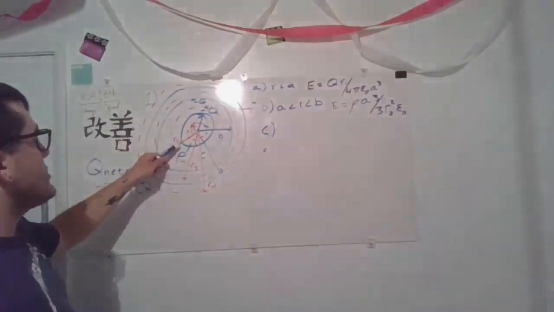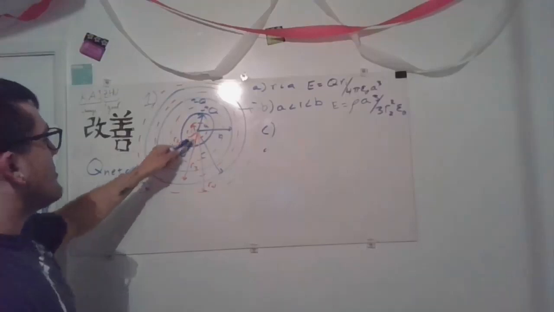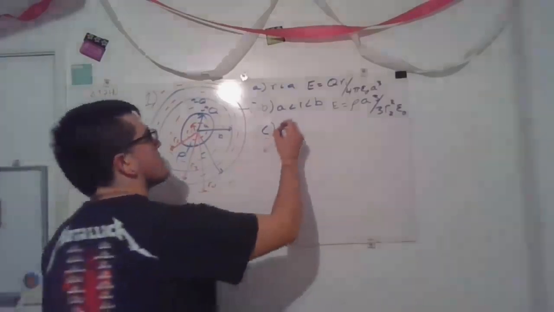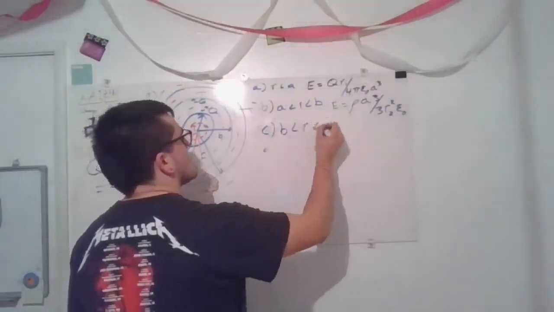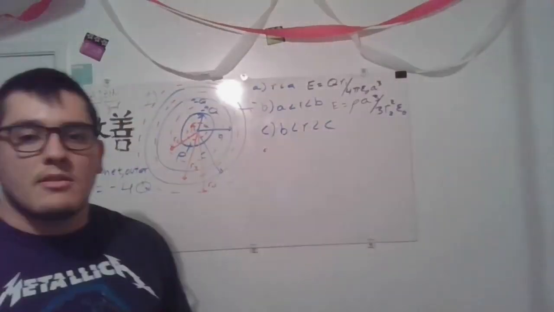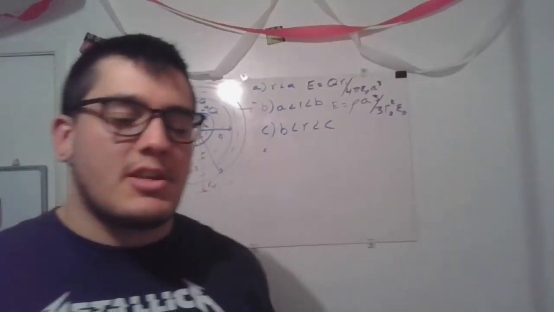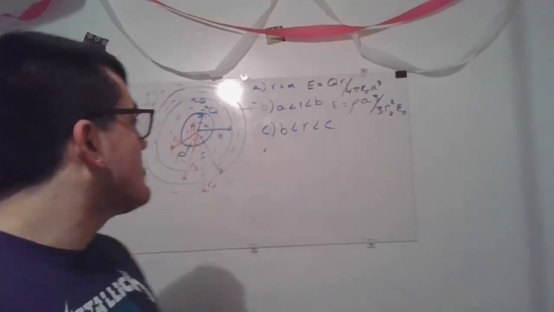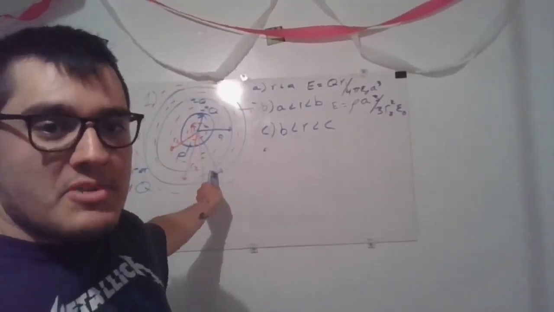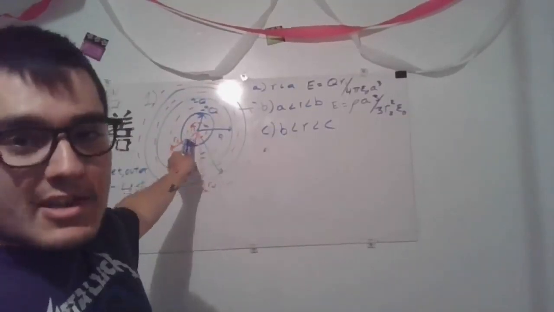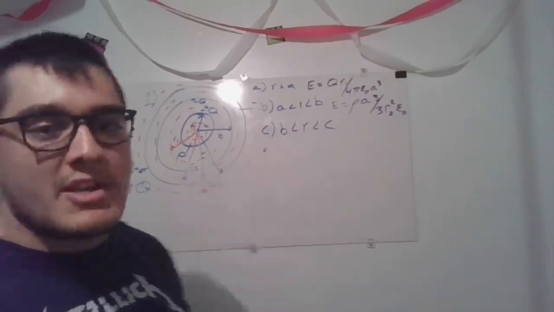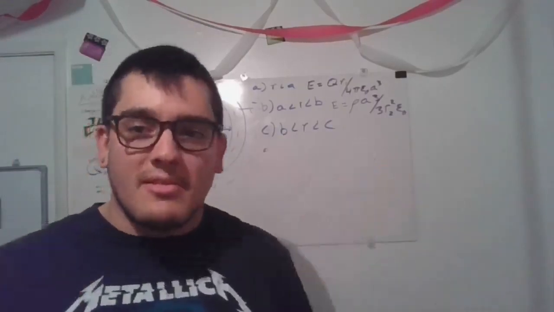And C has this right here, which is B less than R less than C. Okay, so nobody has entered in the chat yet. Everybody's just watching. I want this answer. Someone please type it in. This is an insulator. That's a conductor. So if I'm inside the conductor, what's the electric field?